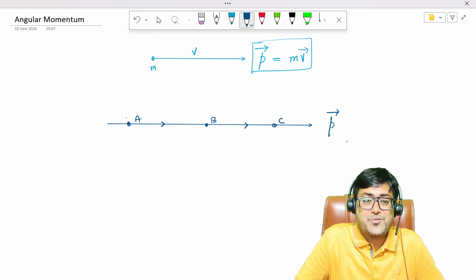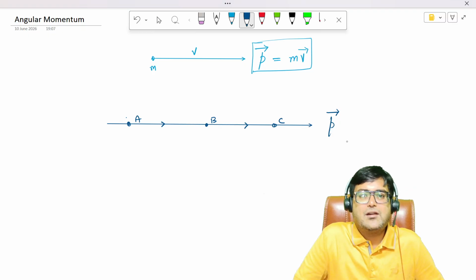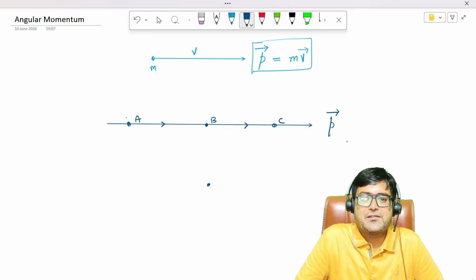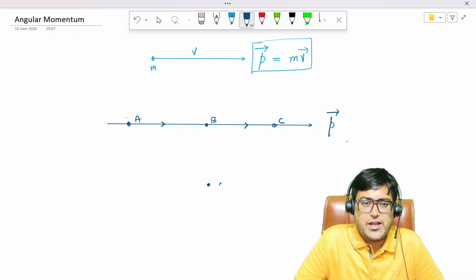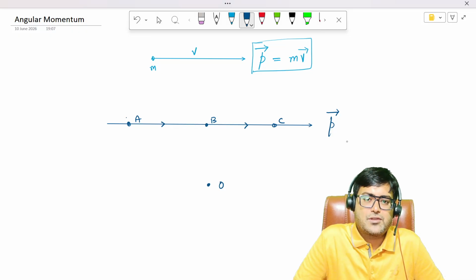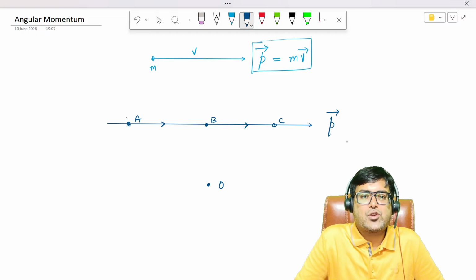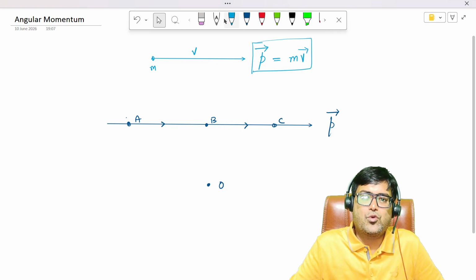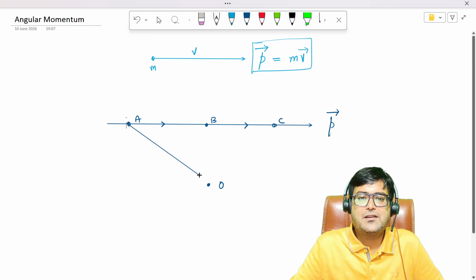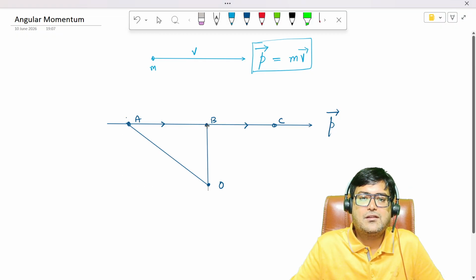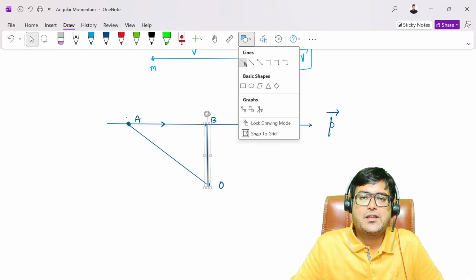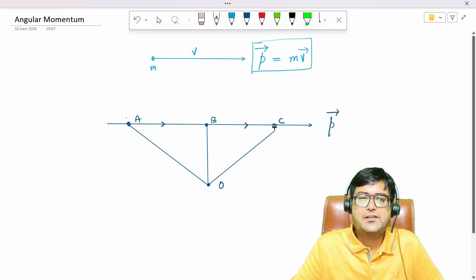Now understand, let's suppose we take a point somewhere not on the line, somewhere here. I'm drawing this point, and let's call it the point of reference O, or the origin. Now, if I draw three lines from O to A, B, and C respectively, this is what I'm going to get. One line, then another line, and then another line like this.